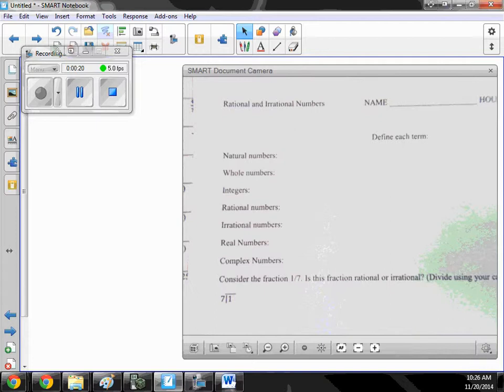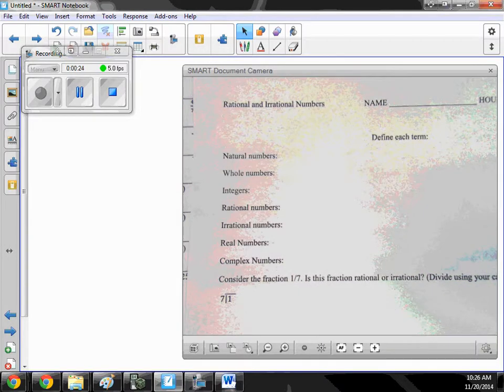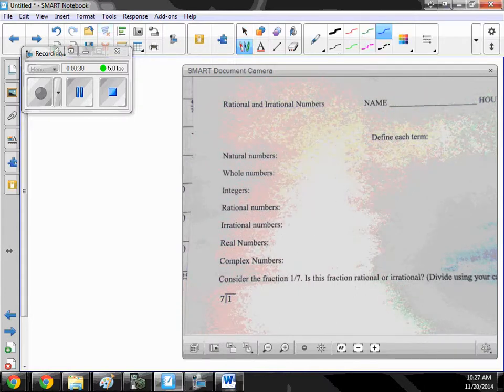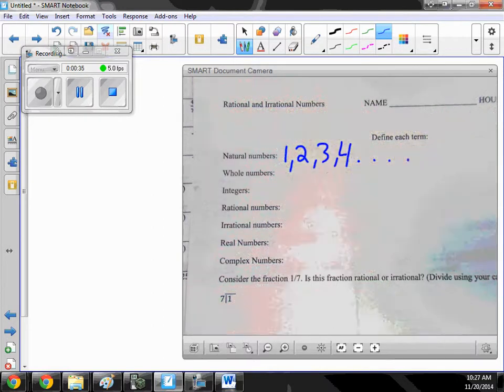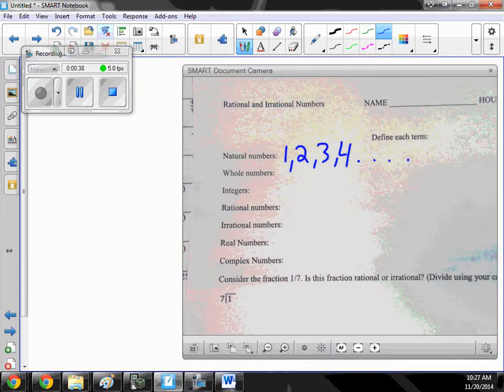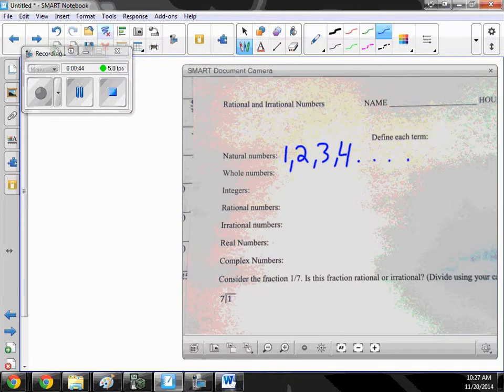So let's define natural numbers. Does anybody know what natural numbers are? 1, 2, 3, the counting numbers. So this would be 1, 2, 3, 4, and so on. Okay? Well, a lot of times we get lazy and we don't want to write the word natural numbers, so we use a symbol. The symbol for natural numbers is an N with a double line on the left side.